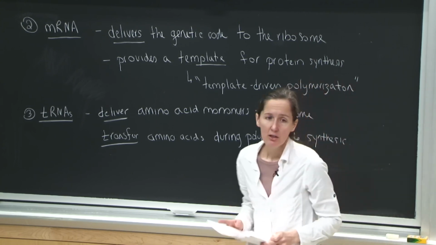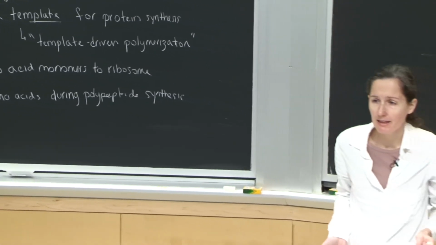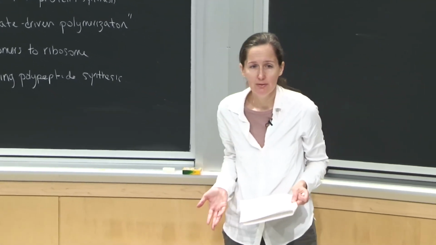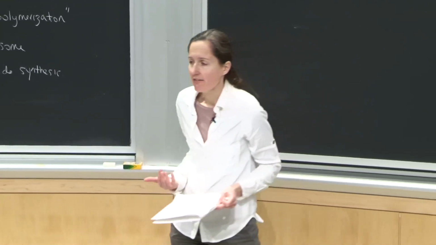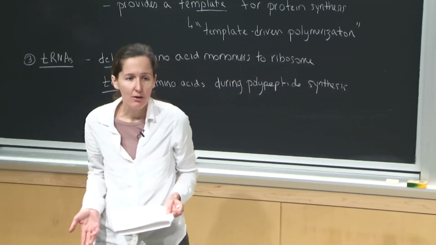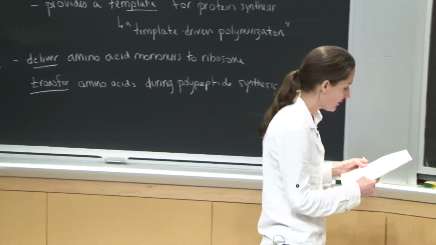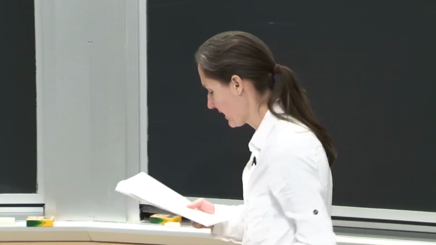Okay. So in addition to the ribosome, the mRNA, and the tRNAs, the ribosome needs some help. So we have translation factors. And there are translation factors that are involved in each step of the translation cycle. So these are proteins that are required at specific points during the translation process.